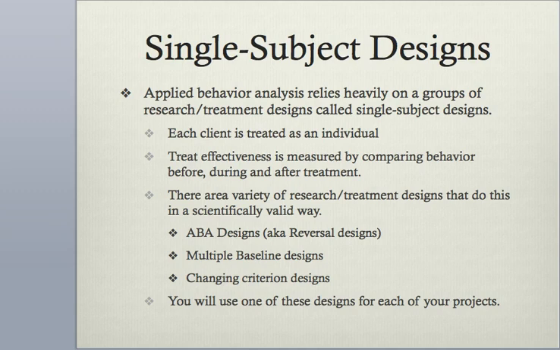The first is the ABA design, also known as reversal designs. There's also the multiple baseline design and the changing criterion design. And you will be using one of these 3 designs for each of your projects. For your self-behavior modification project, you'll be using one of these designs. And for the cultural engineering project, you'll be using one of these designs. So it's important to really understand how they work and how they're valid.